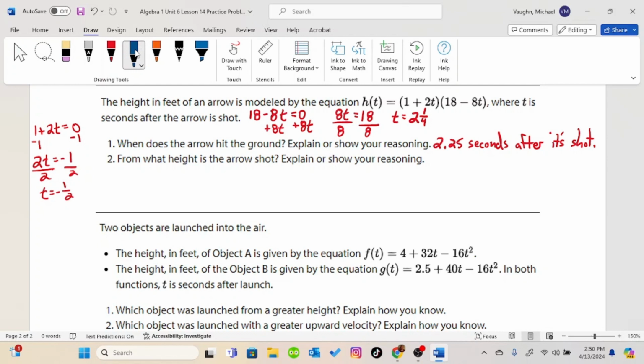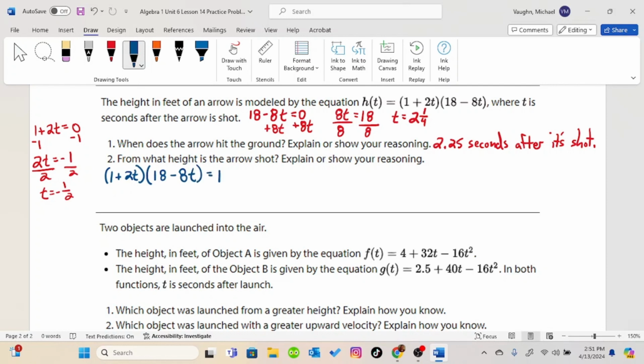Number 2. From what height is the arrow shot? Explain or show your reasoning. To know this, we want to use the FOIL method and turn the factored form into the standard form. So we have 1 plus 2t times 18 minus 8t.